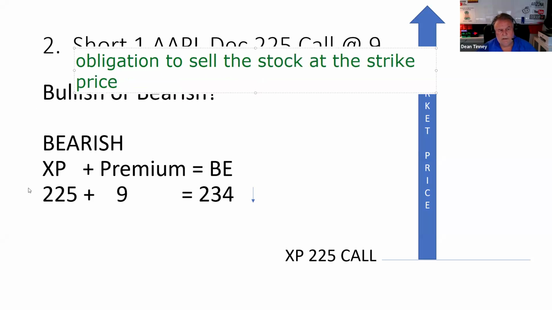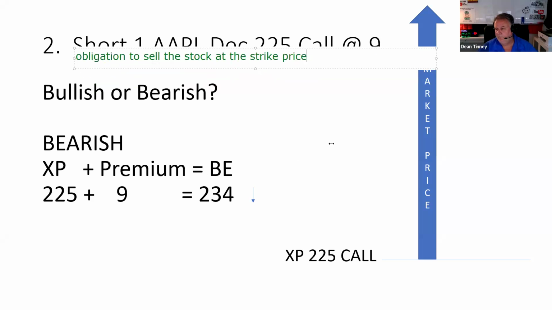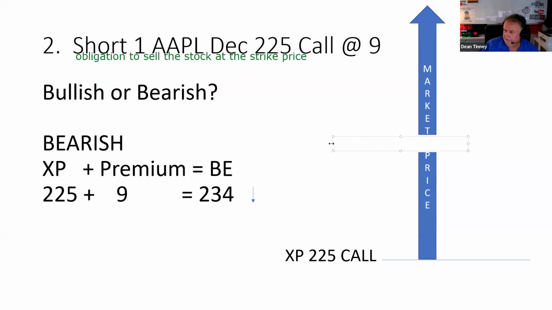Please note it's the same break even for both parties, right? It's just a matter of where we want it in relationship to that break even. So the break even is still 234. And now it's going to be the opposite, right? This person's going to want it to go this way. So both parties have this same break even.